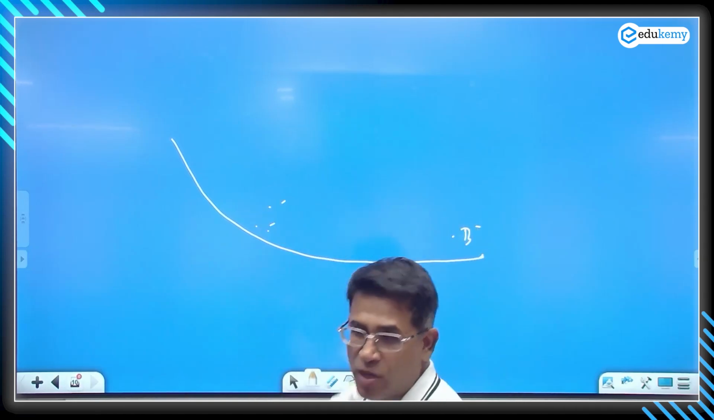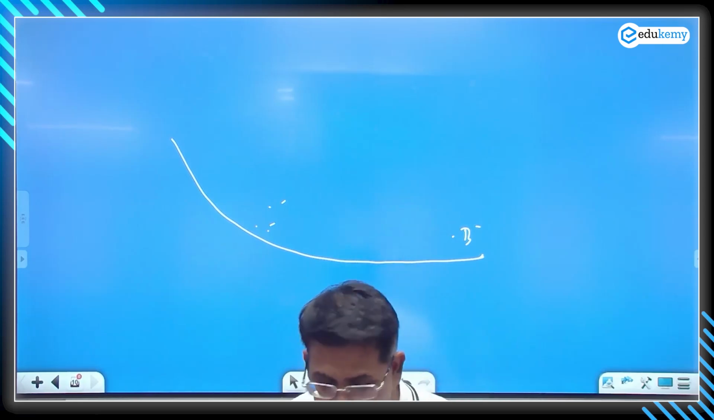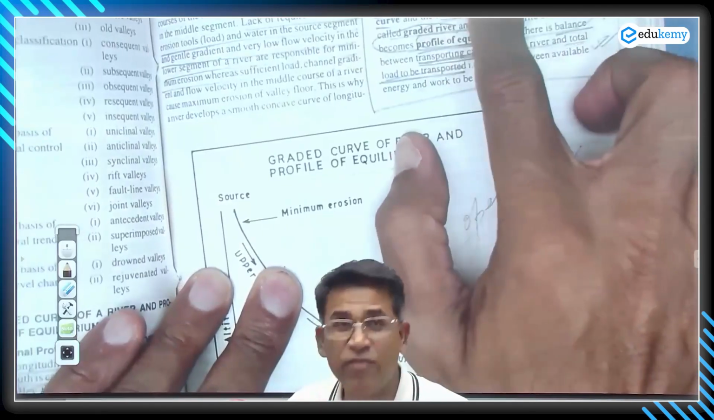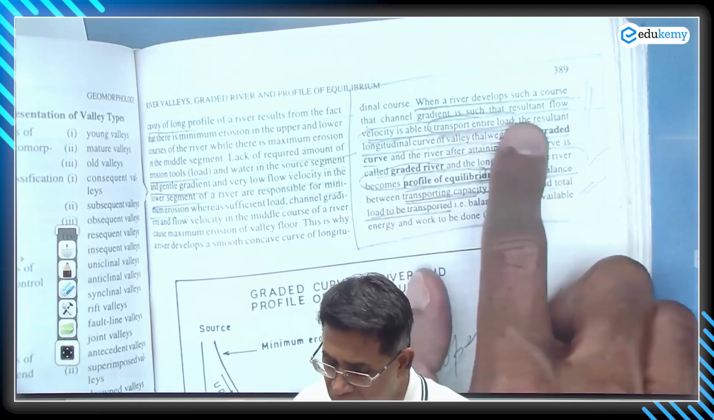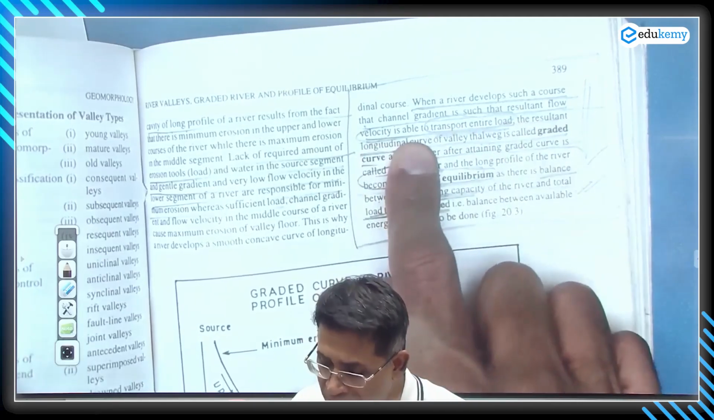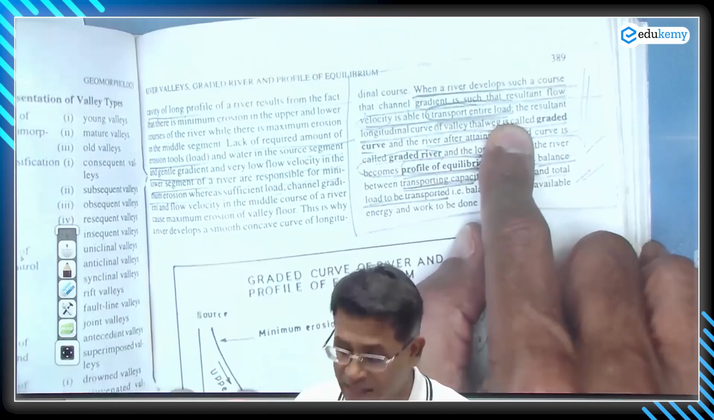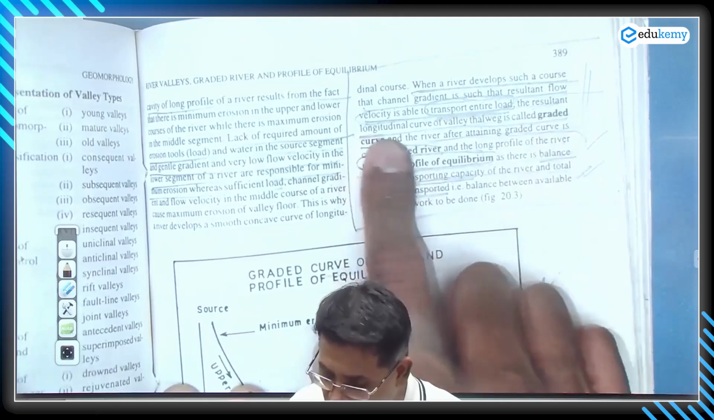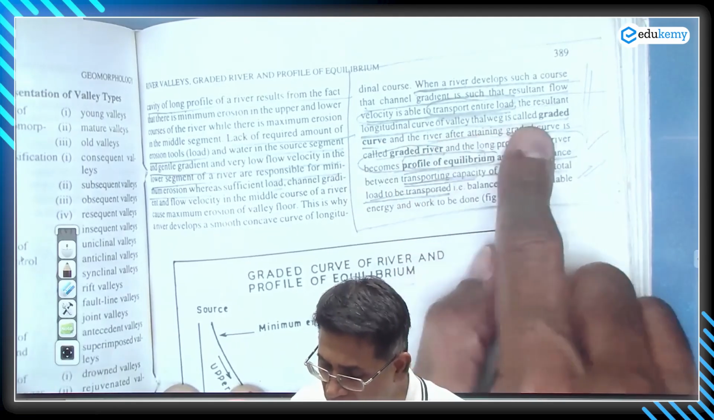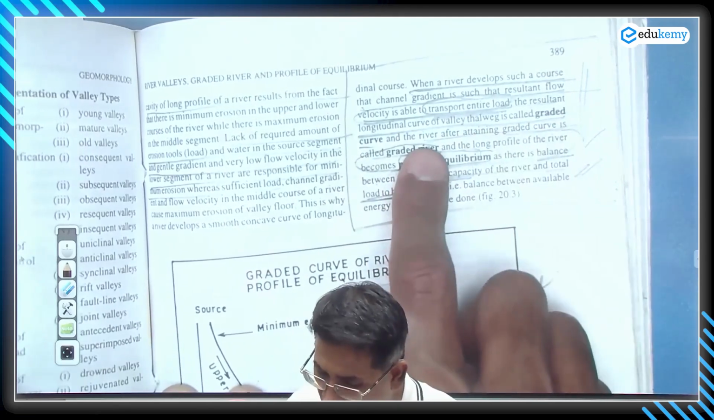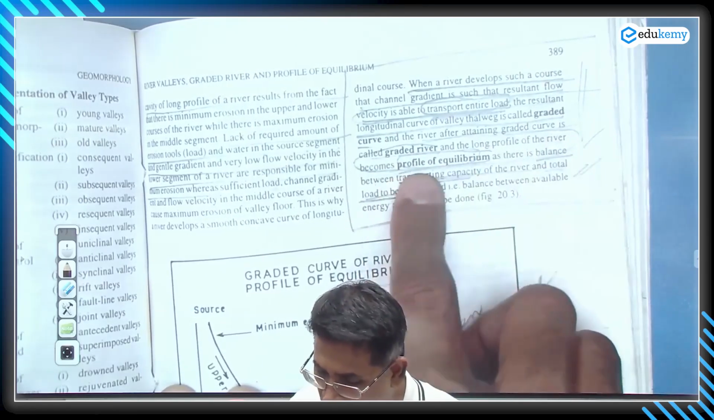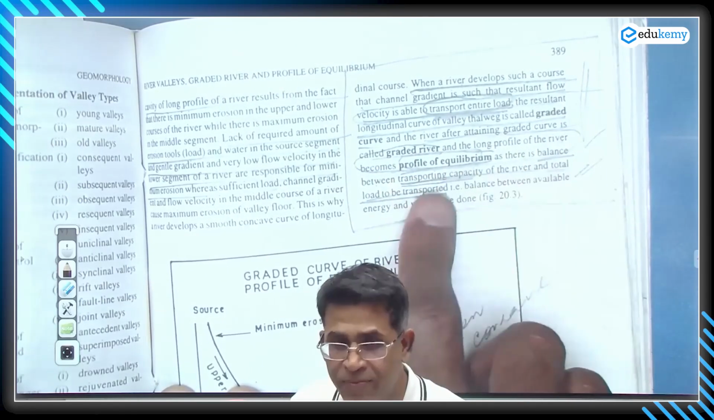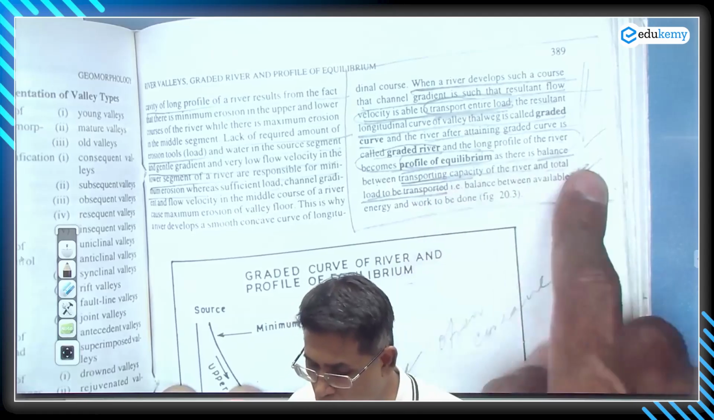Fine, all of you? So if you want to read about grade, page number 389. When a river develops a course where the channel gradient is such that the flow velocity is able to transport entire load, the resultant longitudinal curve of the valley thalweg is called as graded curve, and the river after attaining graded curve is called graded river. The profile is called as the profile of equilibrium. There's balance between the transporting capacity and the total load to be transported.